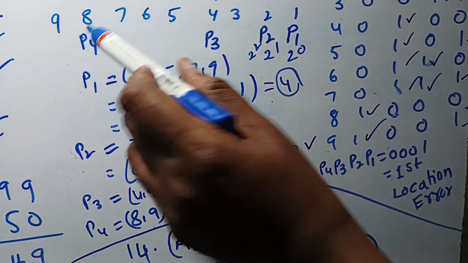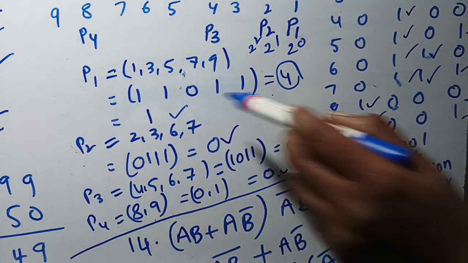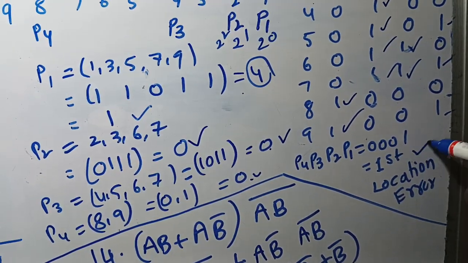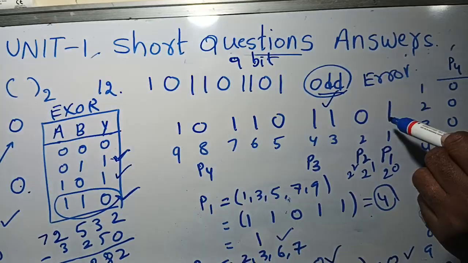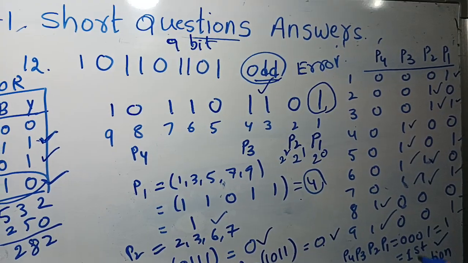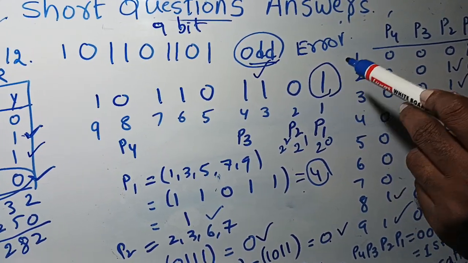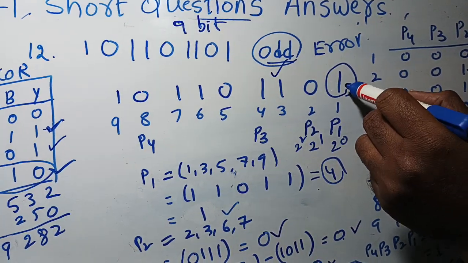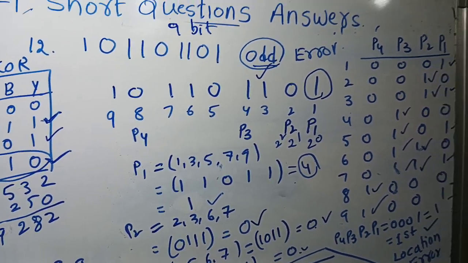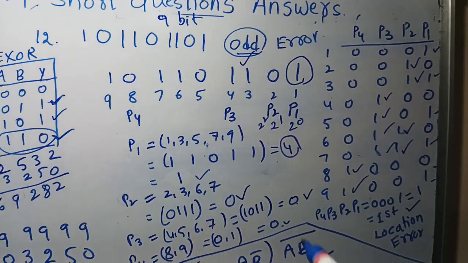P4, P3, P2, P1: 0, 0, 0, 1. First location. 0, 0, 0, 1 is 1. The first location is having the error. Here the number is 1. Here we have the error. This is the error location. If you want to correct it, replace 1 with a 0. That is the 12th answer.